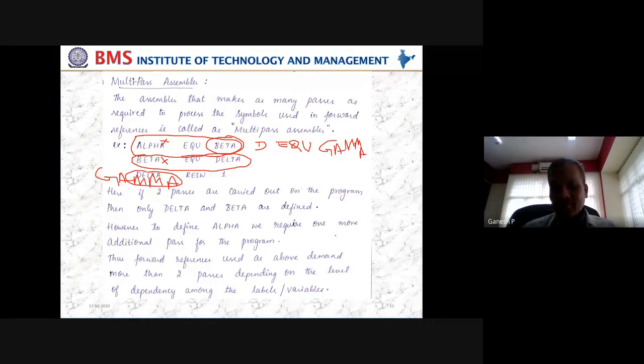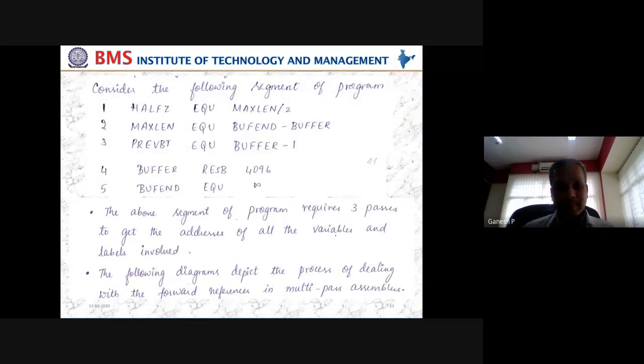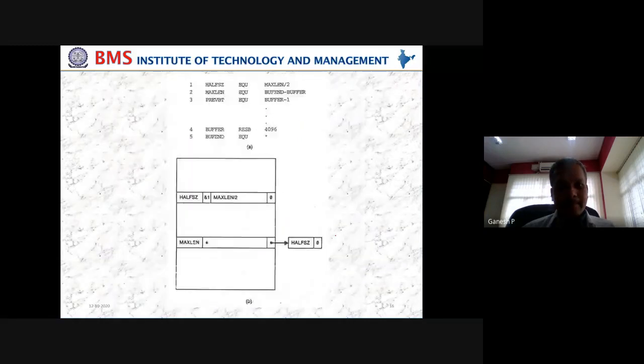Let us take an example which will be clear for you. This is the example we have. I have a program; don't worry about the names, just understand the number of dependencies, or levels of dependency. At line number 1, I have HASFSZ defined to have maxlen by 2. So where is maxlen? It is after line number 1, so it is a forward reference.